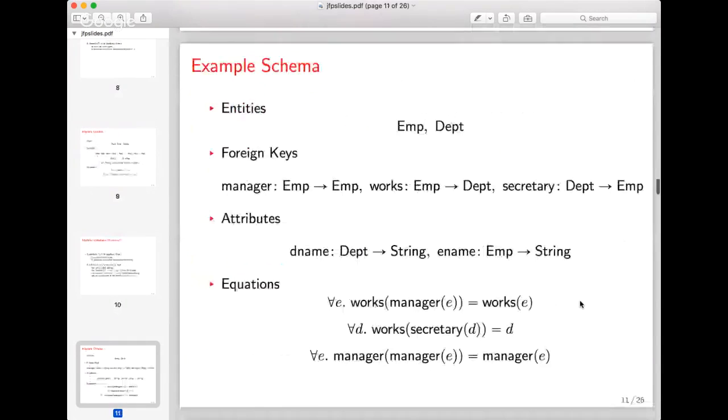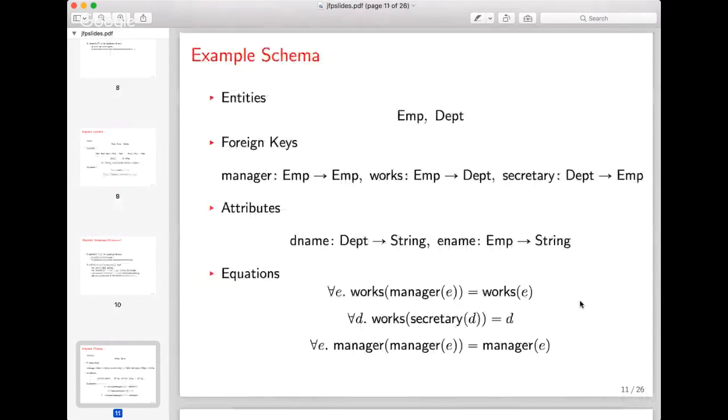So what is an example of this? Well, here's a schema. It extends the type side we just showed. It has two entities, employees and department, abbreviated emp and dept. The foreign keys are manager, that takes employees to employees, works in, which takes employees to department, and secretary, which takes department to employees. The attributes are dname and ename. Those are the names of the departments and employees, respectively.